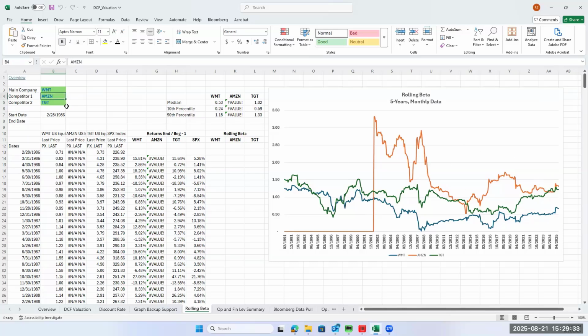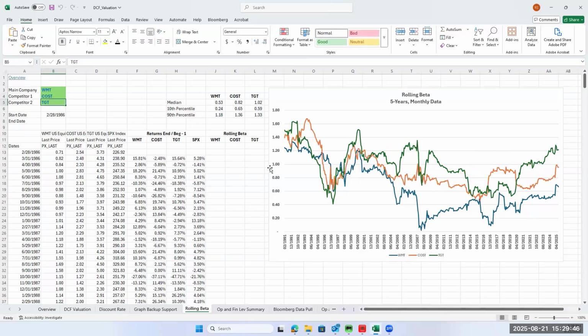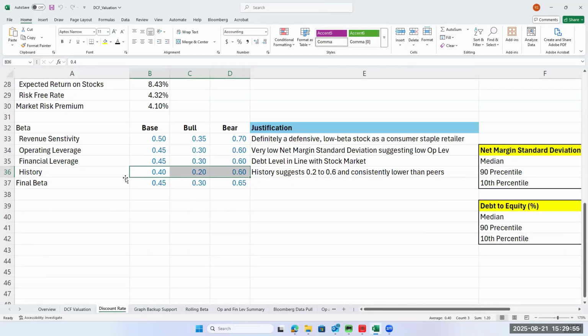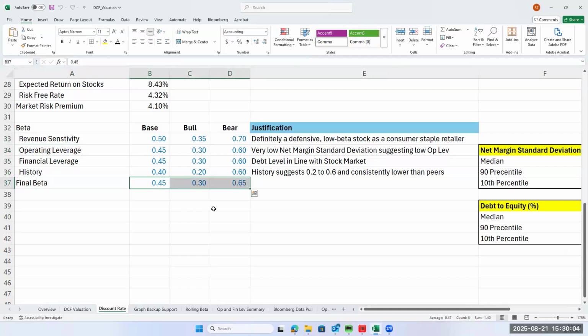If I want to do a different company, maybe Home Depot, you can see here, Target and Home Depot are very similar, but one consistent thing you see is that Walmart has a beta that's lower than its competitors that supports that lower beta forecast. And so that's where I'm looking on history. Based on all of that, those four inputs, revenue sensitivity, operating leverage, financial leverage, and history, I get my final beta. So that's what I'm going to use in my valuation.